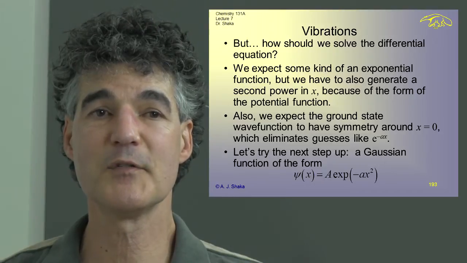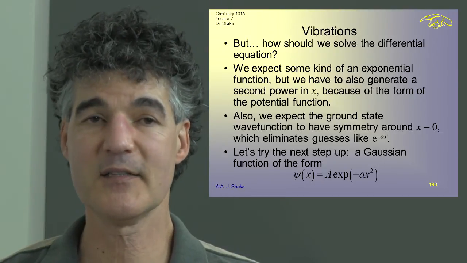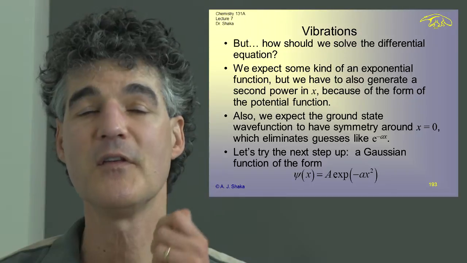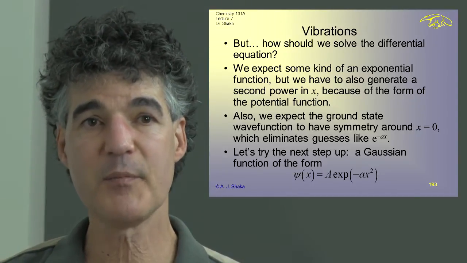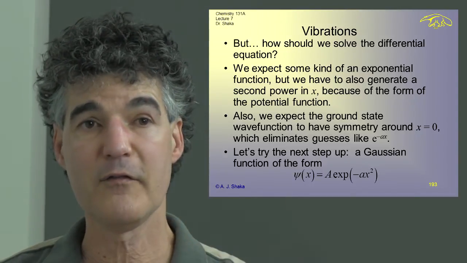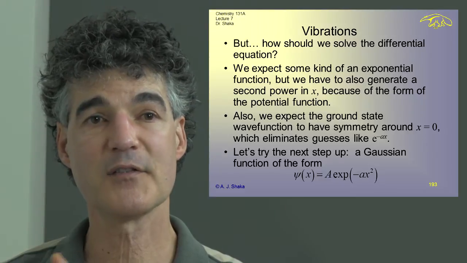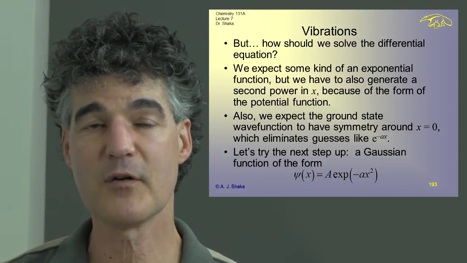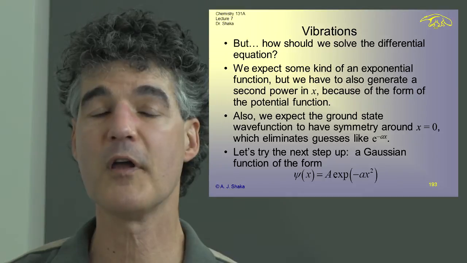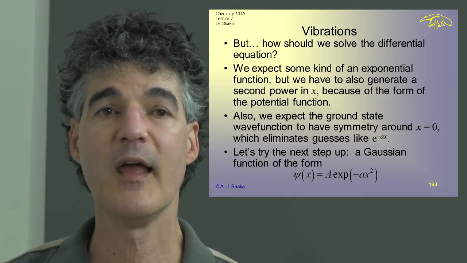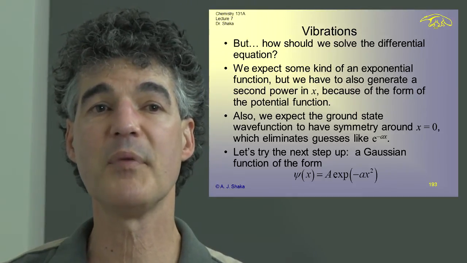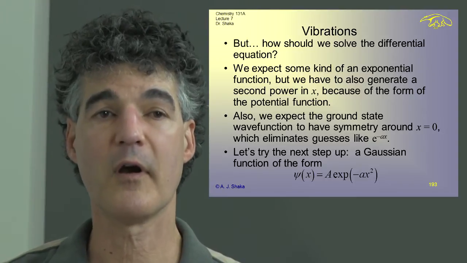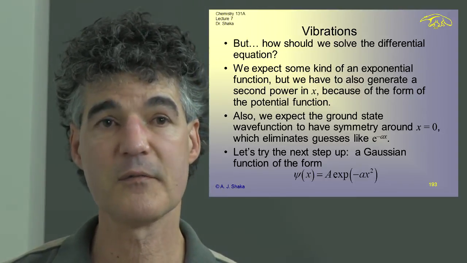And in fact, it seems to work. So let's guess psi of x is equal to A times the exponential function of minus a x squared. Big A is the normalization constant. We won't worry about what that is at this time. And little a is something that we're going to have to pick to make it work. And we'll see what the condition is.